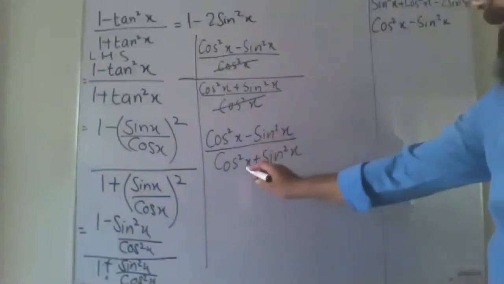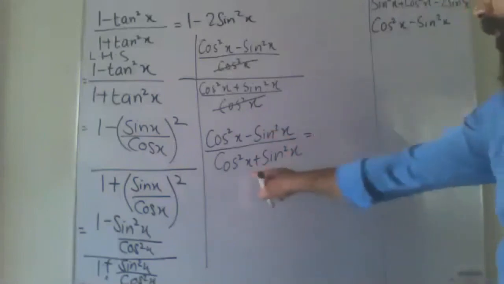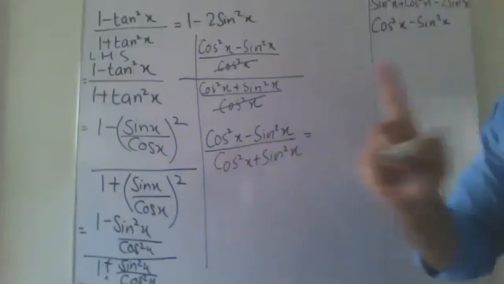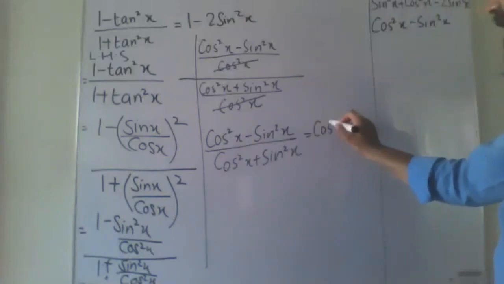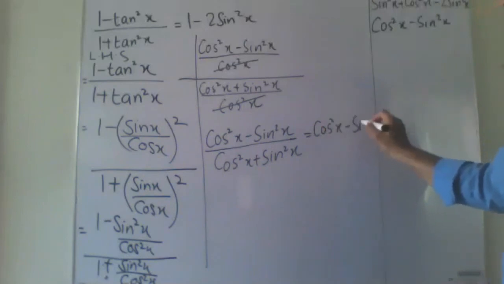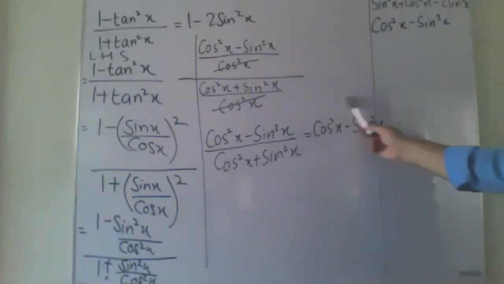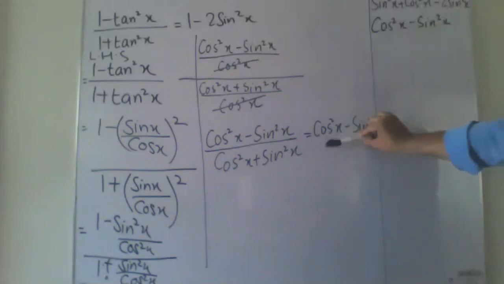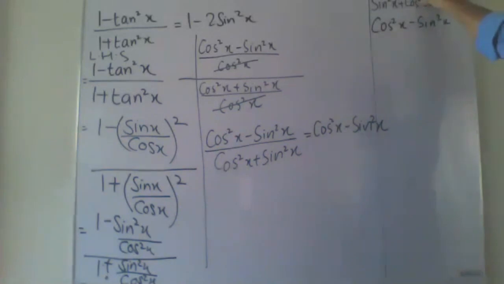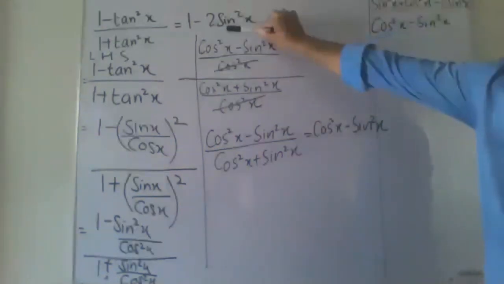Now I know that sine square x plus cos square x will be equal to 1. So what's remaining? Cos square x minus sine square x. See, this thing and this thing are the same. Okay. So I know that if I have got to this point, the next step will be this one, and after that, the next step will be this one.